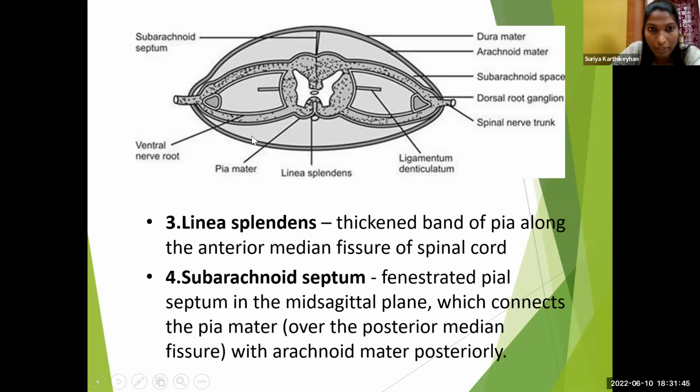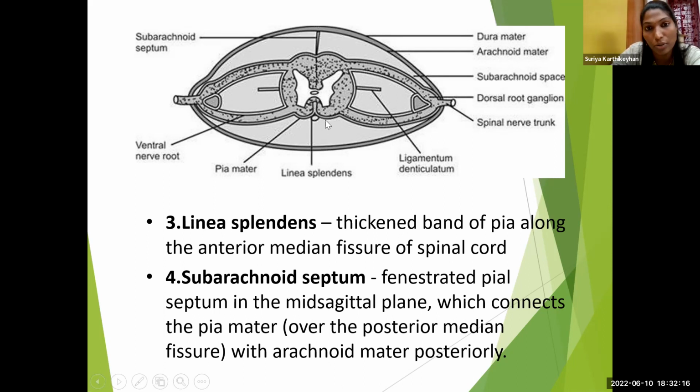These are all the coverings of the spinal cord. We are actually seeing this within the vertebral foramen. The outermost covering is the dura mater, then we have the arachnoid mater, and the innermost covering is the pia mater. So what is this space? Between the arachnoid mater and pia mater, we have a space. What is the space called? It is called the subarachnoid space. So the subarachnoid space is a space between the pia mater and the arachnoid mater.